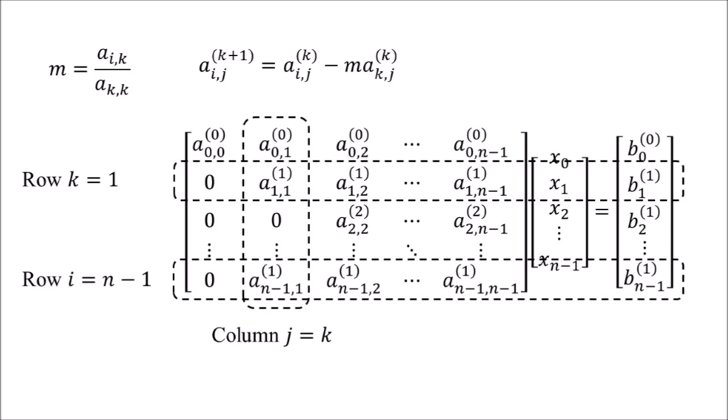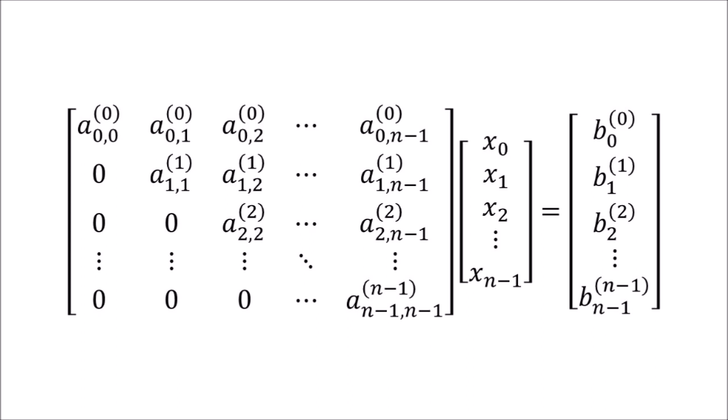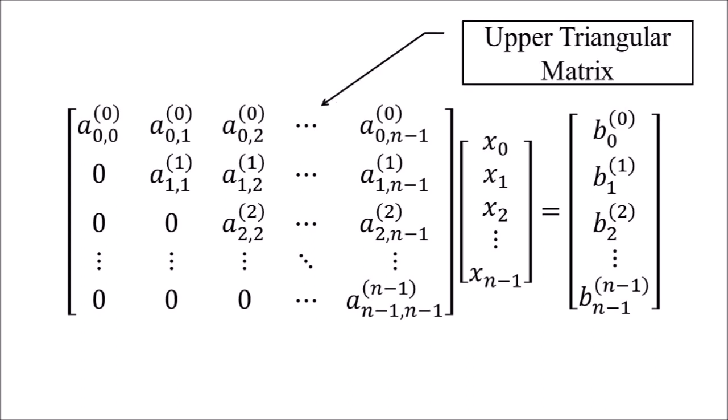A new multiplier is calculated. That multiplier is applied to adjust the values in column 1, then column 2, then all the way through the rest of the columns in the square matrix, then updating the value in the B matrix. And this process is continued until we achieve a square matrix that is in the upper triangular form, so that we have values of 0 below the main diagonal and other values as they have been adjusted above the main diagonal.